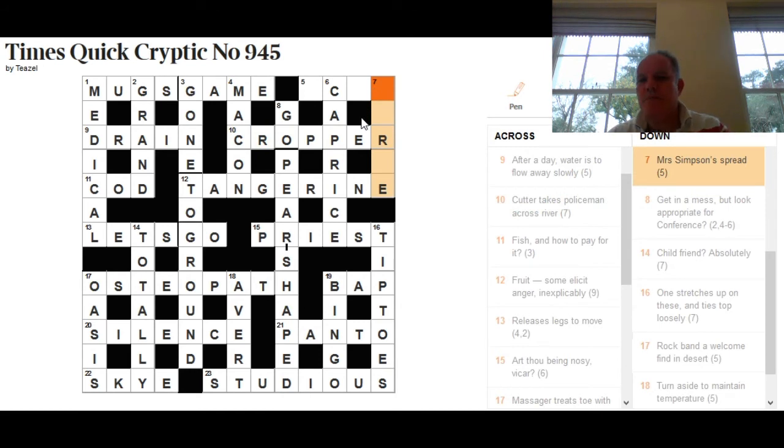Now, 7 down, Mrs. Simpson's spread. Now, Mrs. Simpson is a phrase that immediately to most people means Wallace Simpson, who married King Edward VIII and led to his abdication. But there is another Mrs. Simpson known to many people, known to, I want to say, known to us all. I guess you might not have heard of her. But the rest of the clue is spread. And what we're looking for here is something that can mean both that Mrs. Simpson and spread.